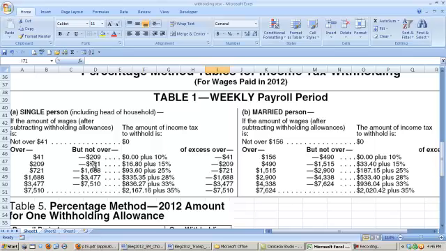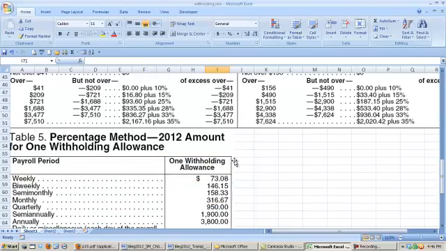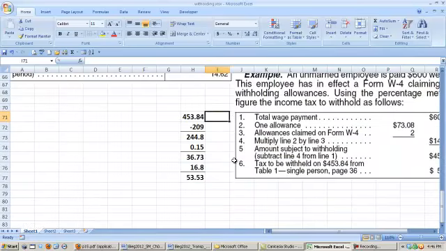So the amount of the tax is going to be $16.80 plus 15% of the amount over $209. In this case, we had $453.84. So what we're going to do, we're going to take the $453.84, we're going to subtract $209 from it. Whatever that gives us, we're going to multiply by 15%, and then we're going to add that to $16.80. Let's come down here below and see how the math works out.